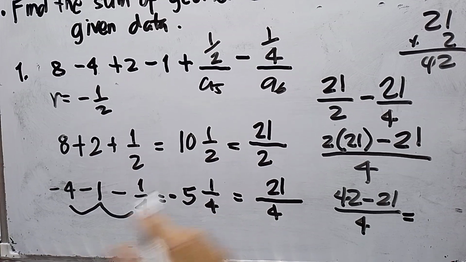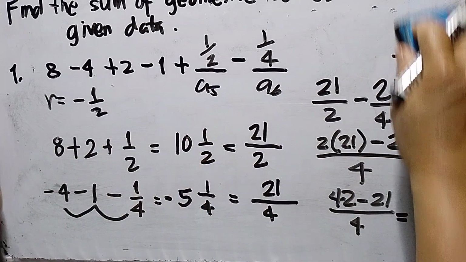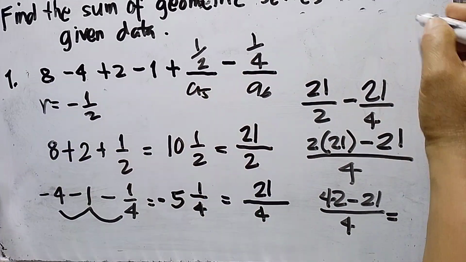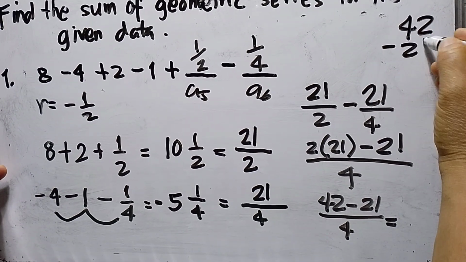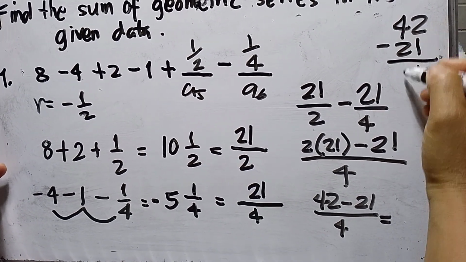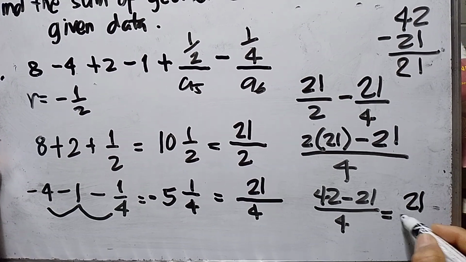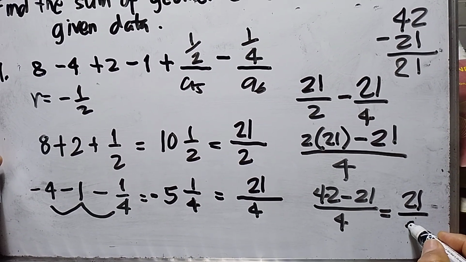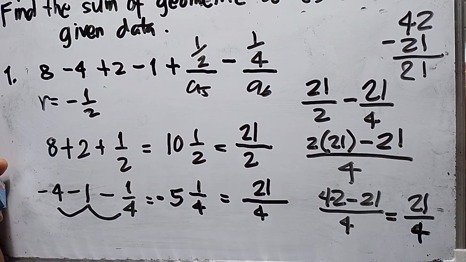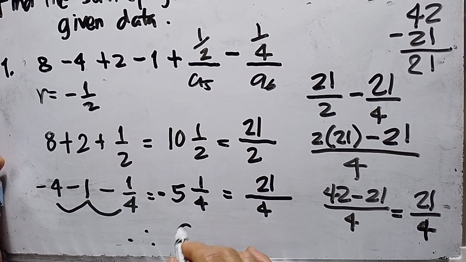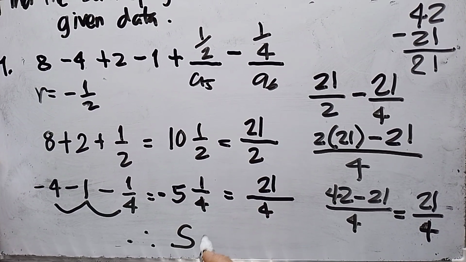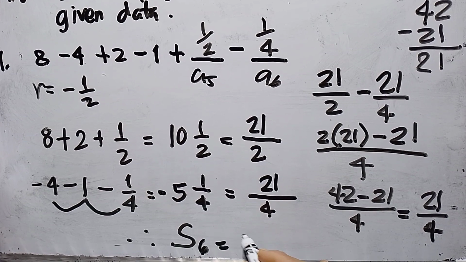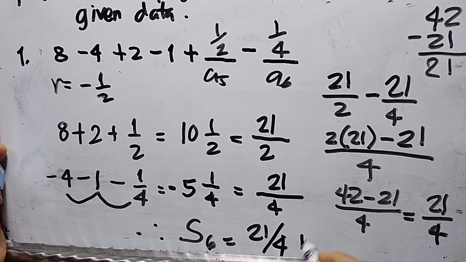So what is 42 minus 21? This will be 1, and this is 2. So I have here 21 over 4. So therefore, my sum S6 will be equal to 21 over 4, which is correct. That's all.